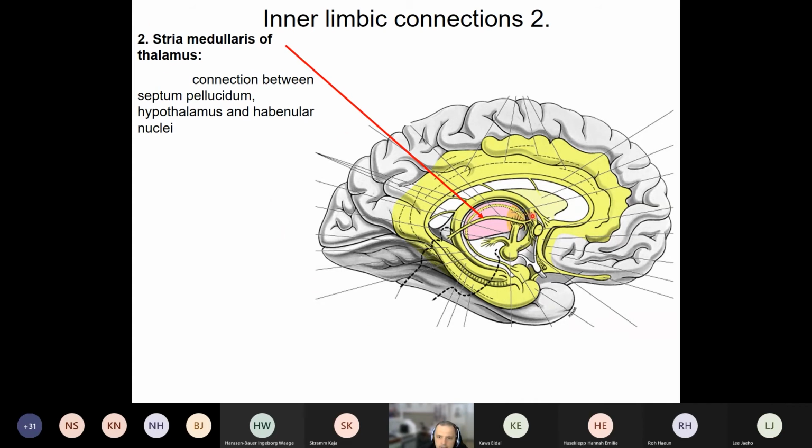This connects the septal nuclei and the olfactory system with the habenular nuclei, and it runs on the thalamus. You may remember that the roof of the third ventricle, the tela choroidea of the third ventricle, was attached to the stria medullaris of the thalamus, which is a limbic pathway. And then the stria terminalis is another thing I mentioned. This is a connection between the amygdala and the hypothalamus.